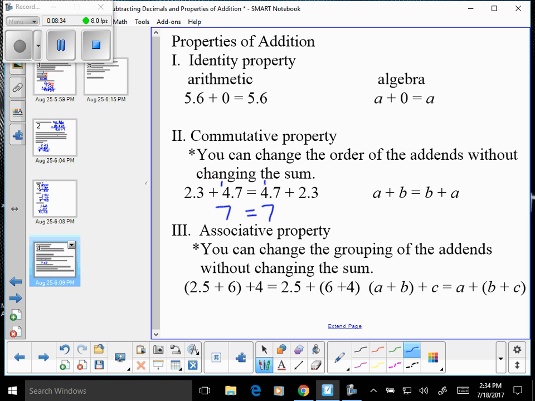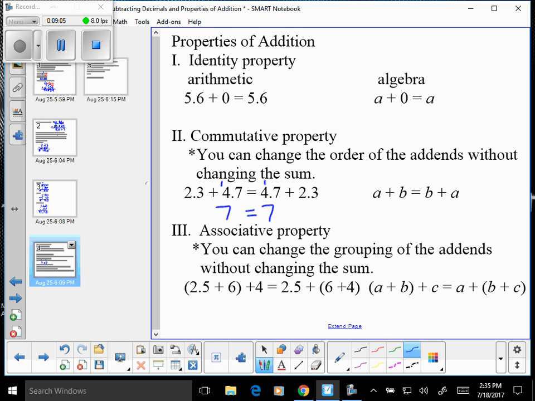Another very powerful property is the associative property. Here it says you can change the grouping of the addends without changing the sum. Now you'll notice that this is the one with parentheses. Let's look at the first part of this problem, 2.5 plus 6. If you remember, you're supposed to do that first because it's inside the parentheses. Well, that would give us 8.5. And then we're supposed to take 8.5 plus 4.